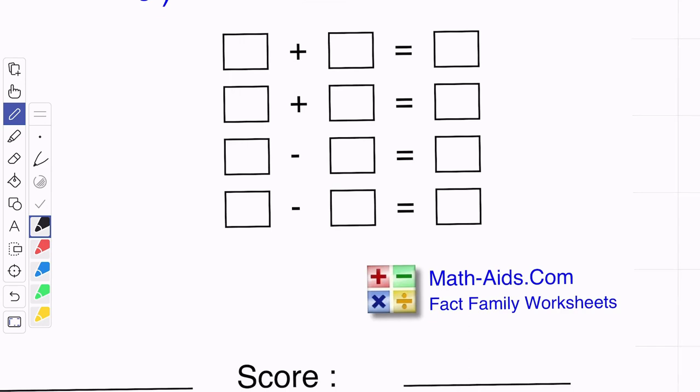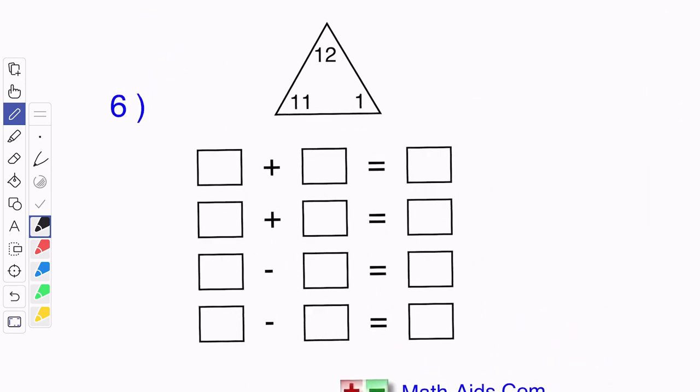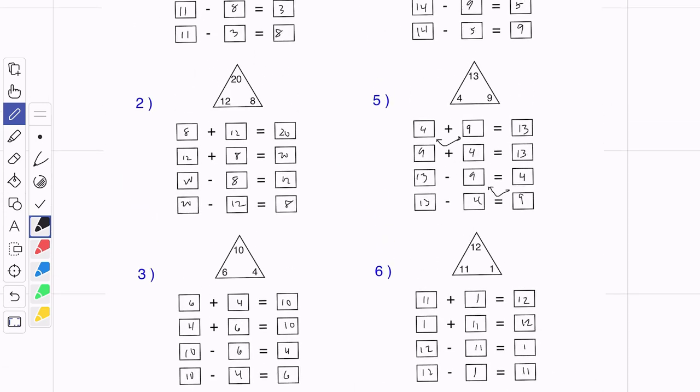For our last problem, out of 11, 1, and 12, 12 is the biggest. So 11 plus 1 equals 12, 1 plus 11 equals 12, 12 minus 11 equals 1, and 12 minus 1 equals 11. And that's our fact families.